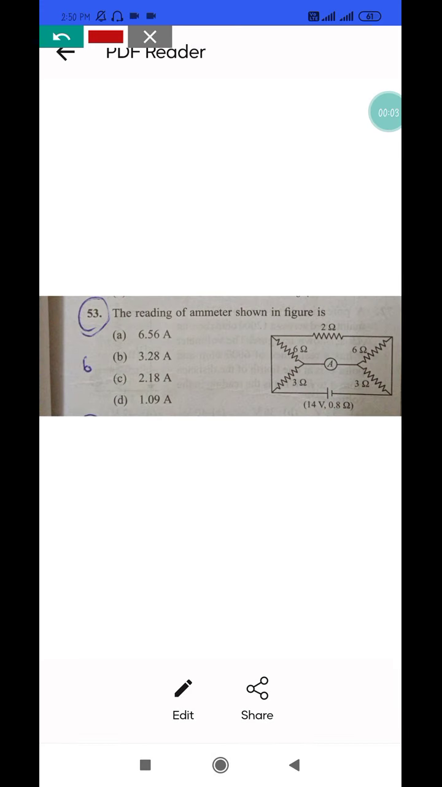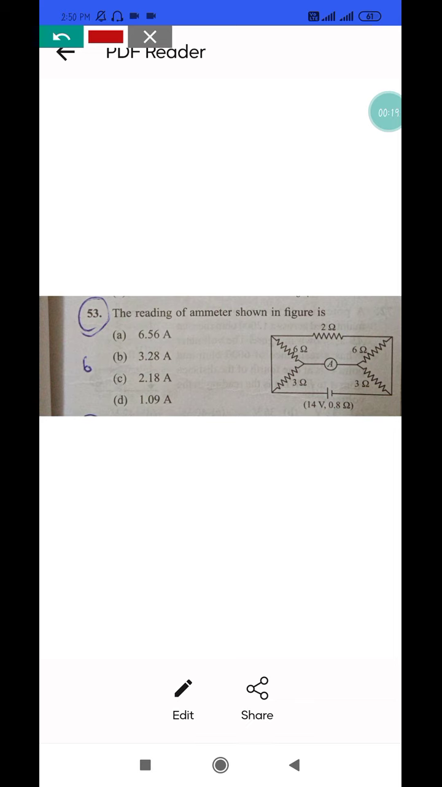We shall move on to the next problem. The reading of the ammeter shown in the figure will be... You are given a system of resistors and we have to find the current in the ammeter. In order to find the current, we have to resolve the corresponding resistances which are connected in series and parallel connection. Let me do that.